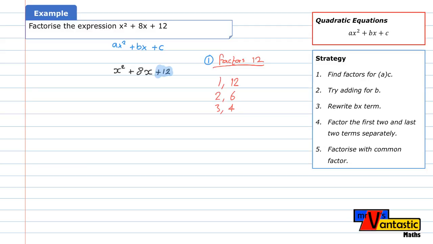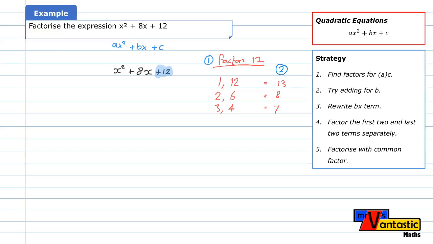Now, a second step is to add these factors for each set. So 1 and 12 add up to 13. 2 and 6 add up to 8. And 3 and 4 add up to 7.